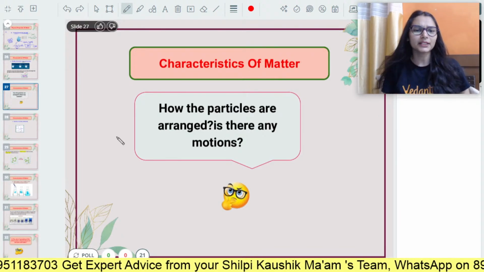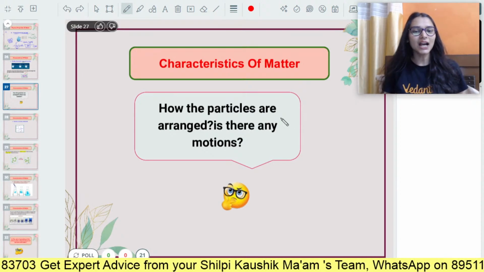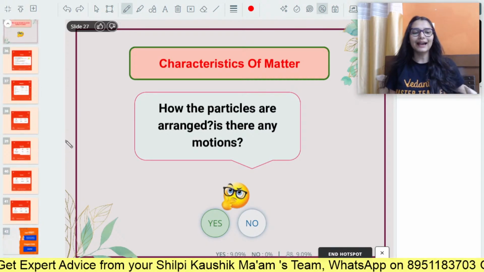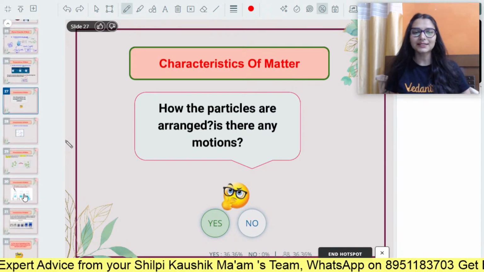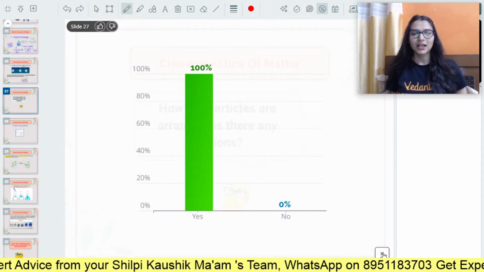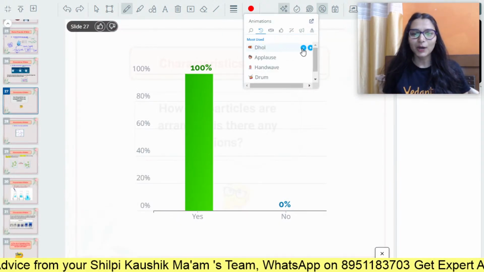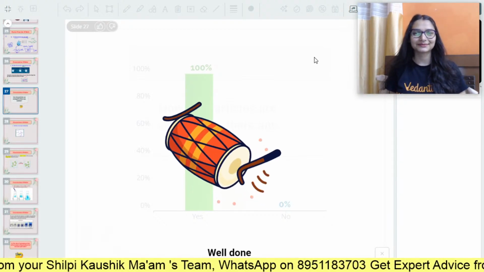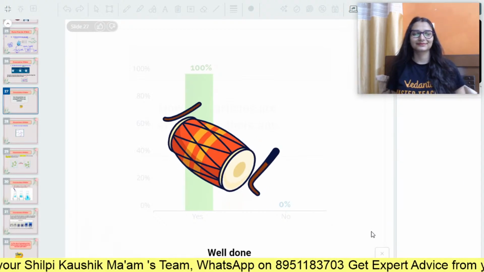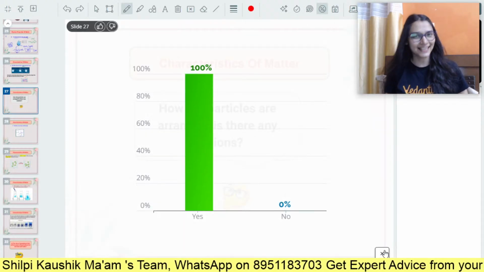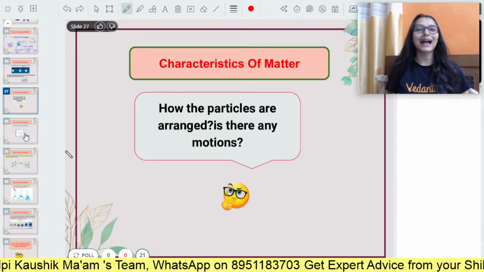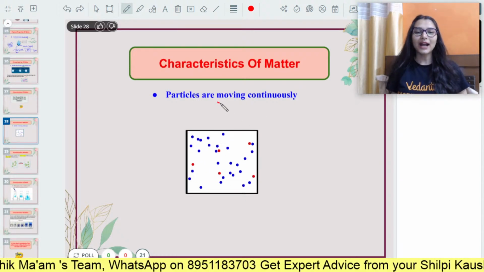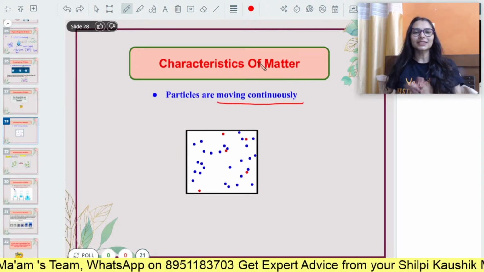The next point: how the particles are arranged. Do they have any motion? Tell me guys, do particles of matter have any motion? Wow, amazing. Yes, you all are right. They do have motion. The second point: particles are moving continuously.